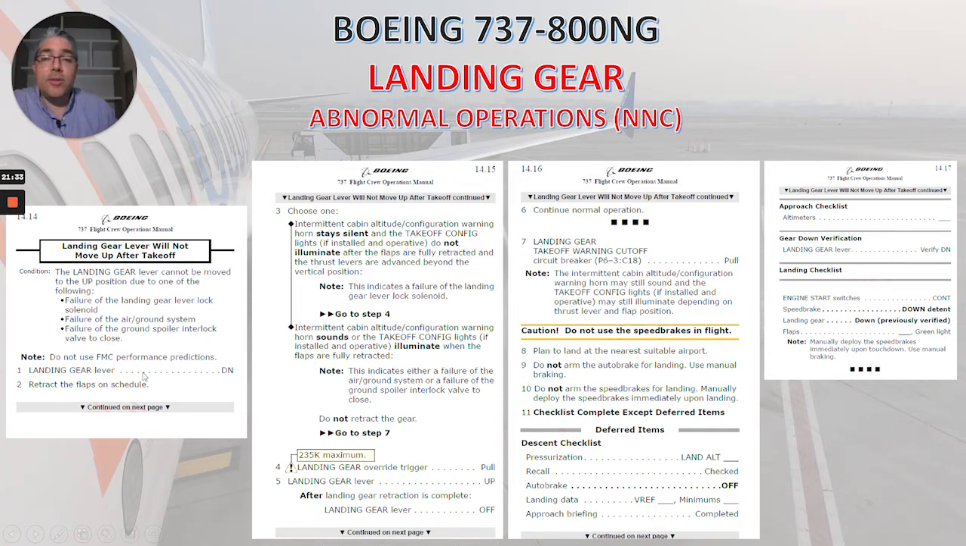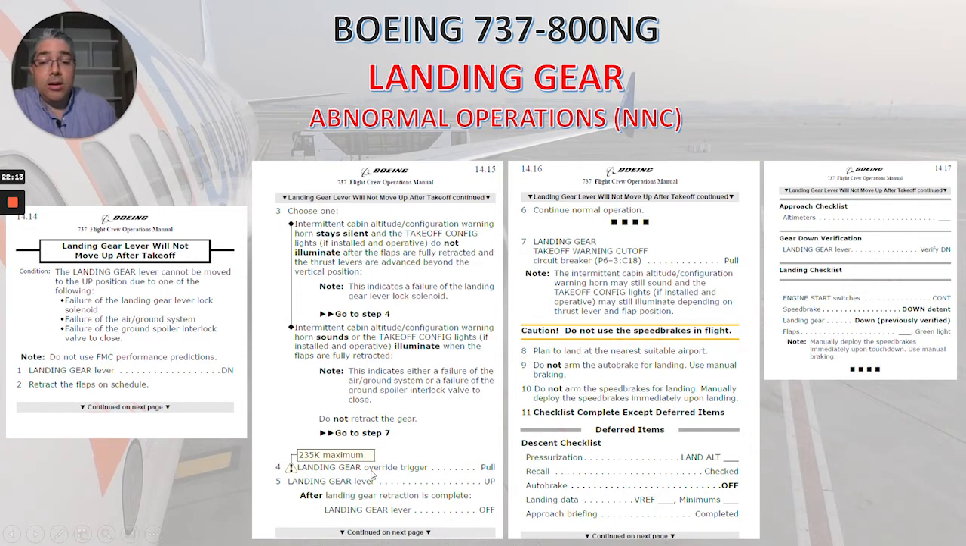Number 1, landing gear lever down. Number 2, retract the flaps on schedule. Number 3, choose one. Intermittent cabin altitude configuration warning horn stays silent, and the takeoff config lights, if installed and operative, do not illuminate after the flaps are fully retracted and the thrust levers are advanced beyond the vertical position. Note, this indicates a failure of the landing gear lever lock solenoid. We'll go to step 4.